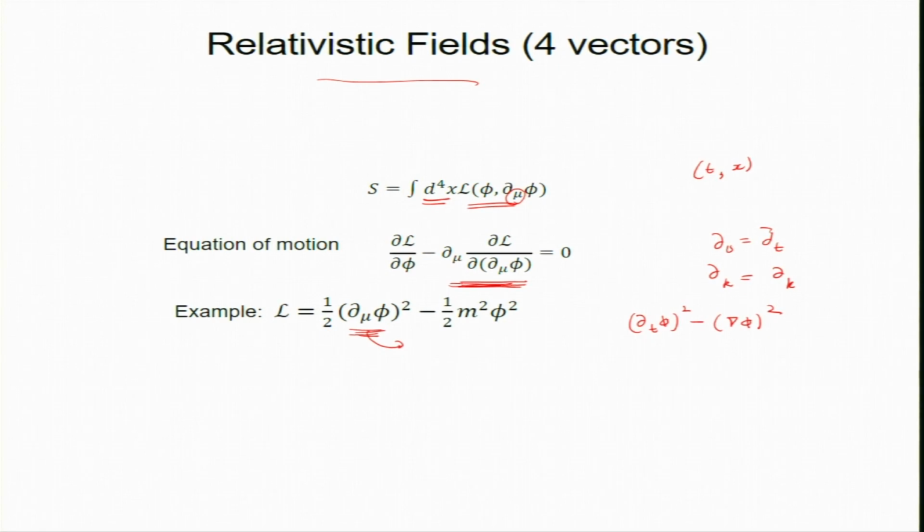I do not want to belabor this part, but the invariant is t squared minus x squared, not t squared plus x squared. This minus sign is the product of contravariant and covariant vectors. So the minus sign will come here, and minus half m squared phi squared. This is the Lagrangian density for a relativistic free particle, a free particle with mass m.